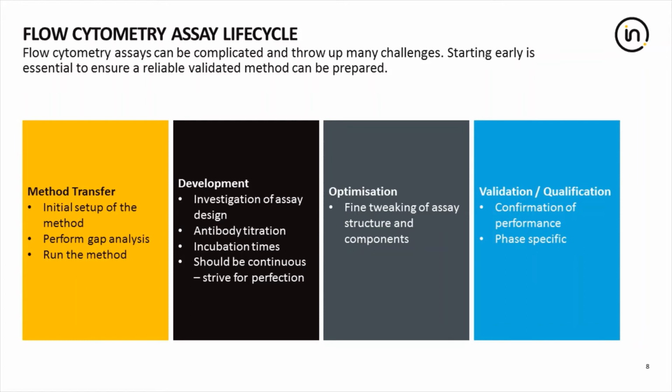method again from scratch. The project then proceeds to the development phase, where the method design is investigated and improved upon. The method can be further improved in the optimization stage before proceeding to any validation. It is important that the validation parameters assessed are tailored towards the phase that the project is in. The ICH guidelines should be considered when designing any experiments.